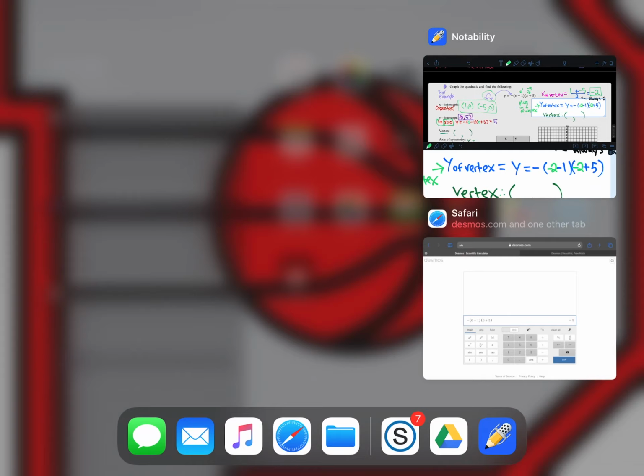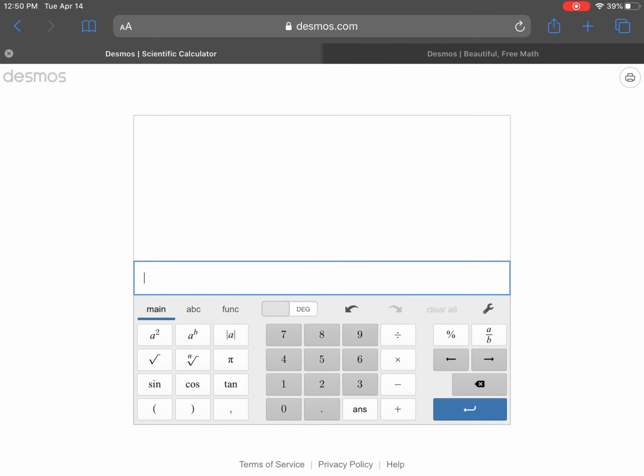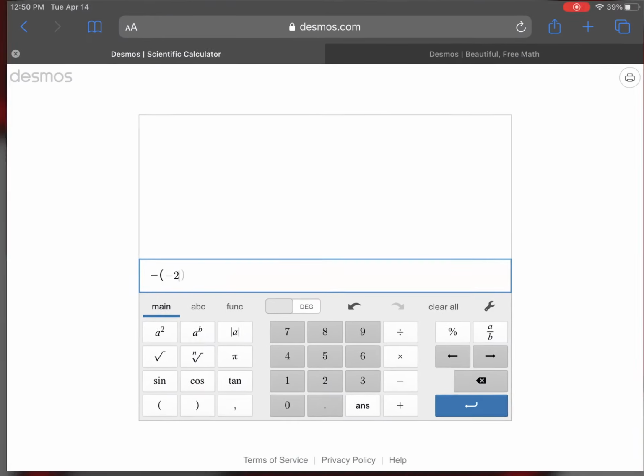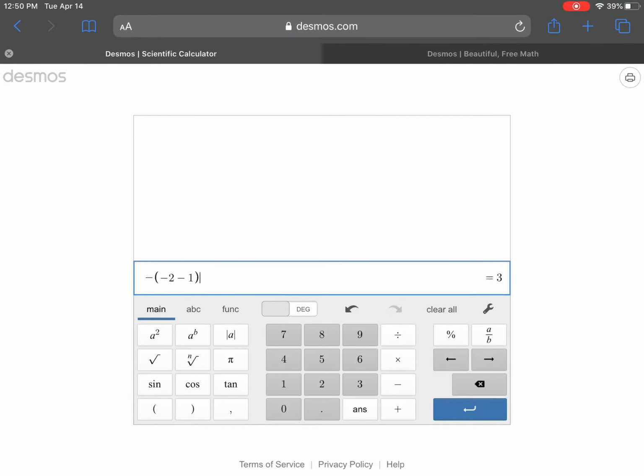So you can come here now, clear all, negative. Now I'm plugging in -2. So -2 minus 1. And then -2, -2 plus 5, which is going to be 9.